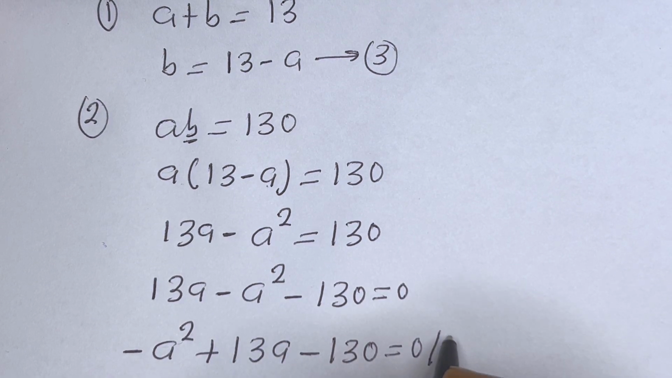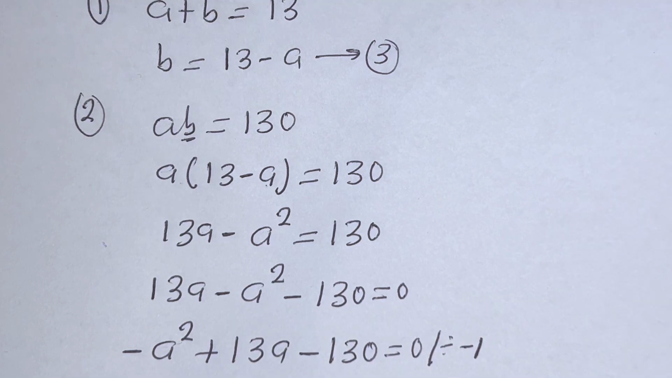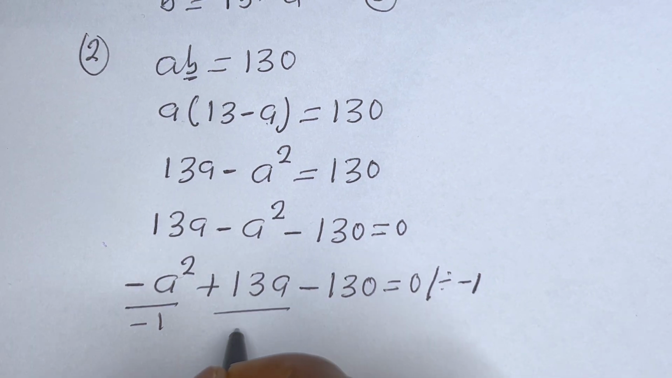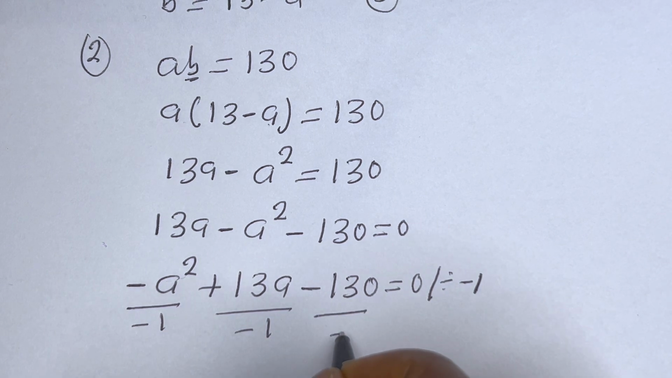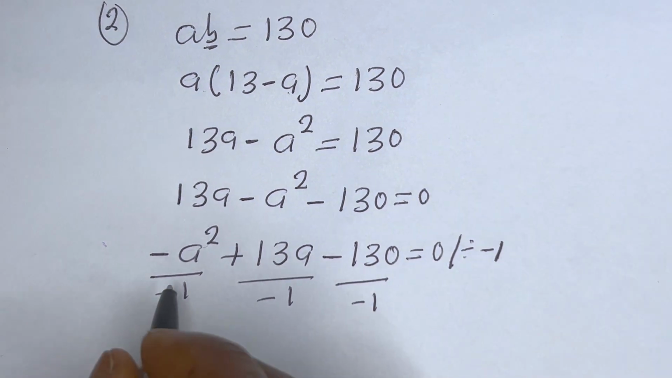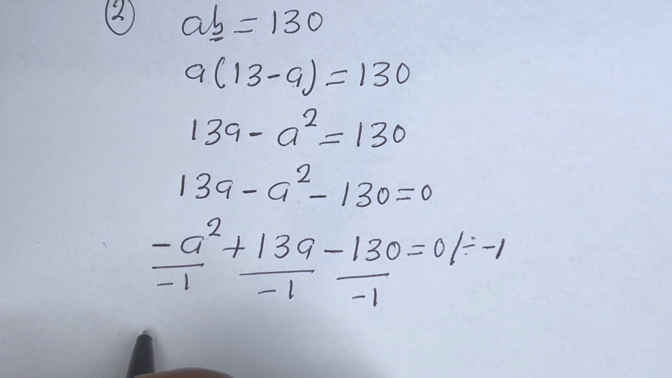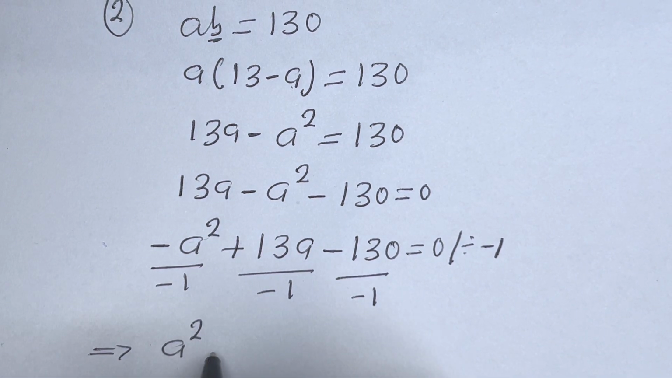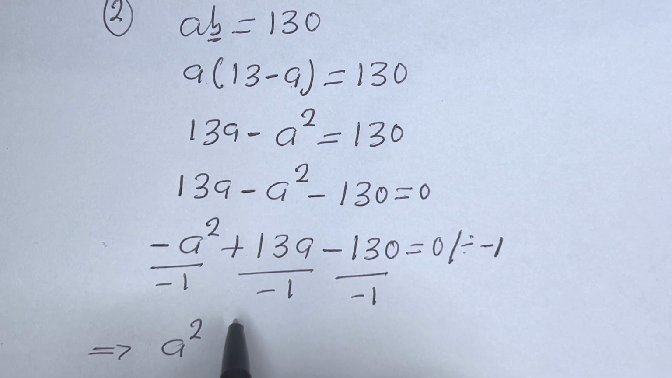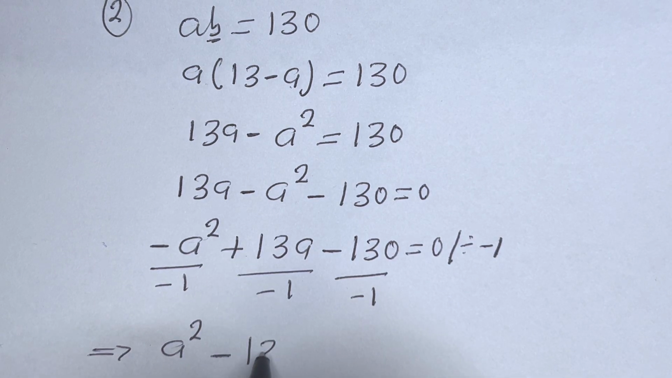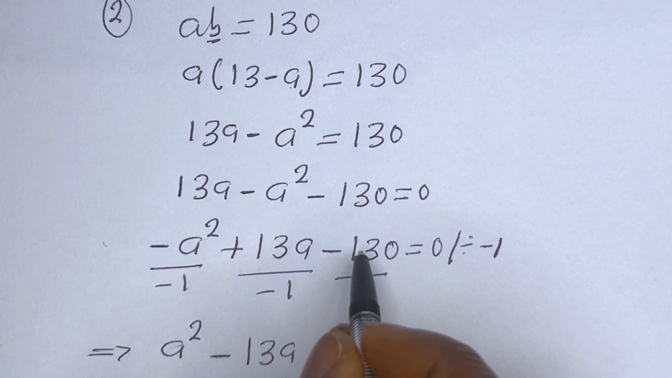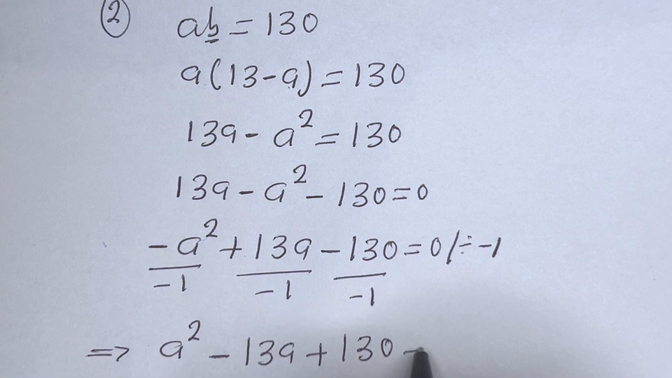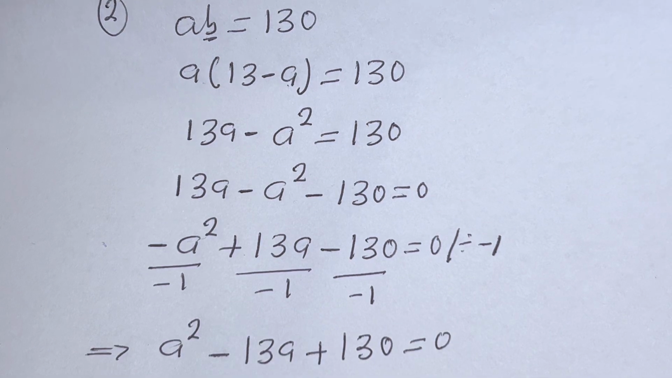Let us divide all through by minus 1. Then this divided by minus 1, this divided by minus 1, and this divided by minus 1. Minus A squared divided by minus 1 is A squared. Then plus 13A divided by minus 1 is minus 13A. Minus 130 divided by minus 1 is plus 130 is equal to 0.